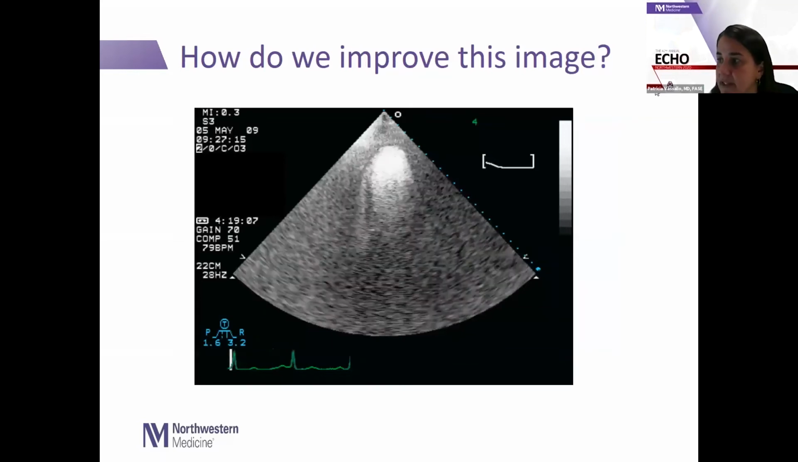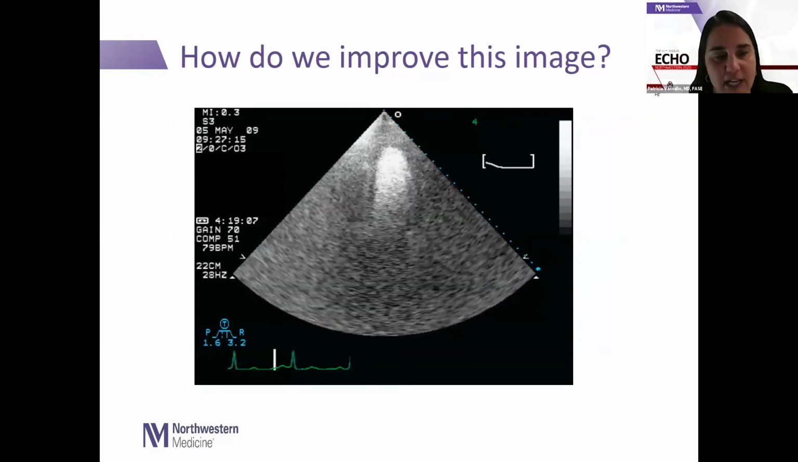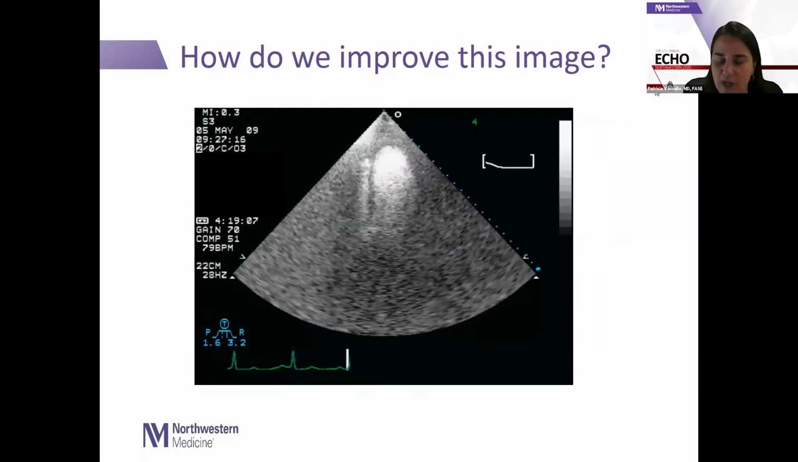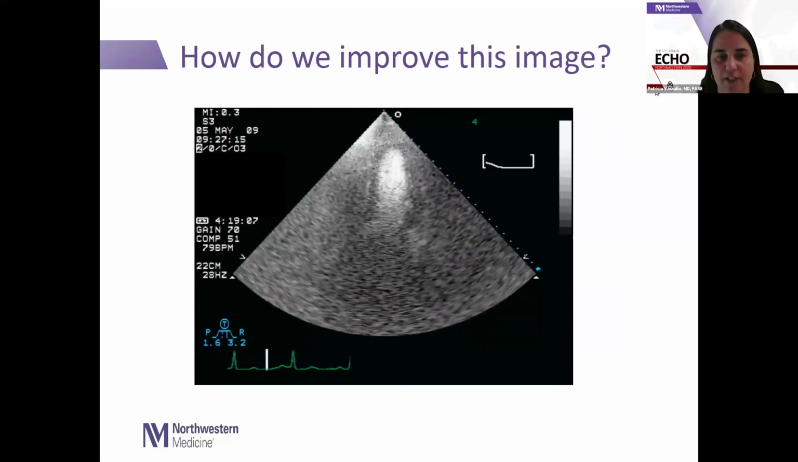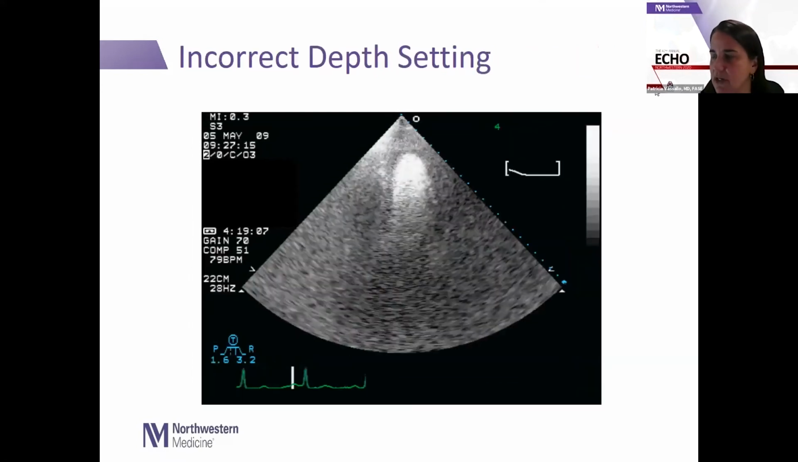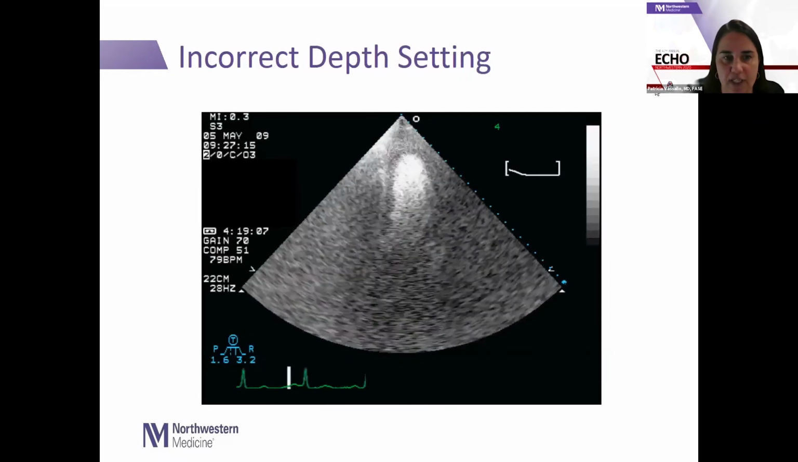How would you improve this image? Well, in this image, you see the left ventricle and you see the ultrasound enhancing agent, but the ventricle is very far away and we want to see the left ventricle. And so this is just incorrect depth. So you want to decrease the depth here so that we can focus on the left ventricle.